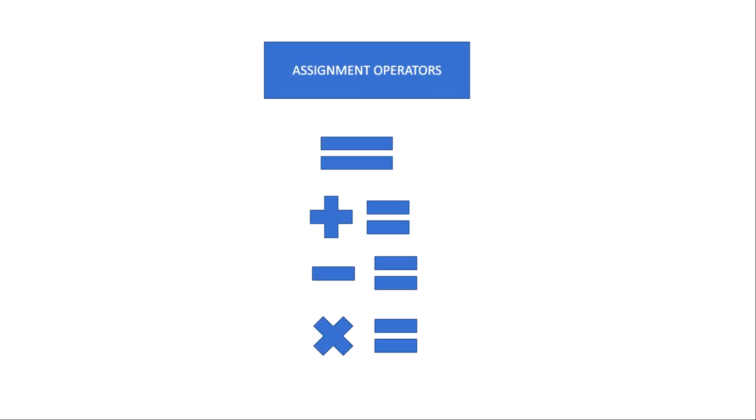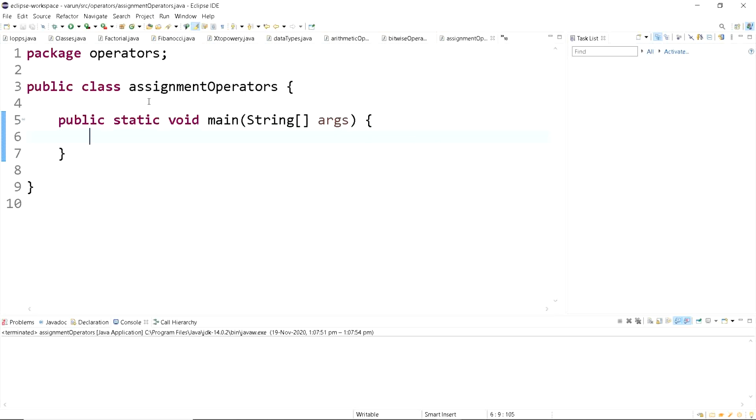Assignment operators are nothing but they are used to assign some value to something. For example, int a equals 2. So you are assigning the value 2 to a variable a. So these are all the assignment operators: plus equal to, minus equal to. So we'll check them out in Eclipse IDE. I've created a class called assignment operators here. Now let's check out what assignment operators are.